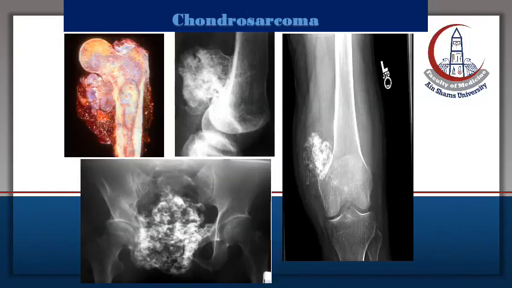Here is the gross appearance of chondrosarcoma with a bluish chondroid matrix, and it appears in the radiology as an osteolytic lesion with popcorn calcification.